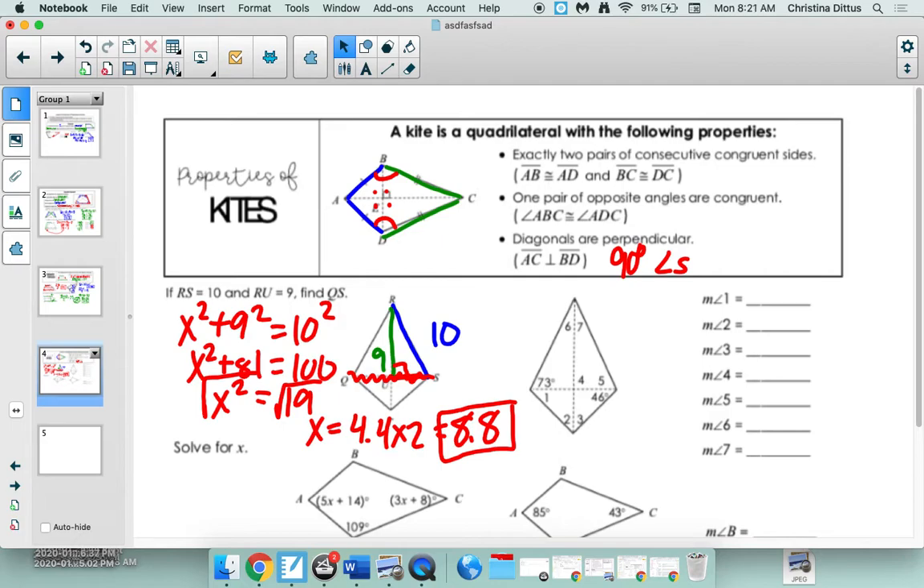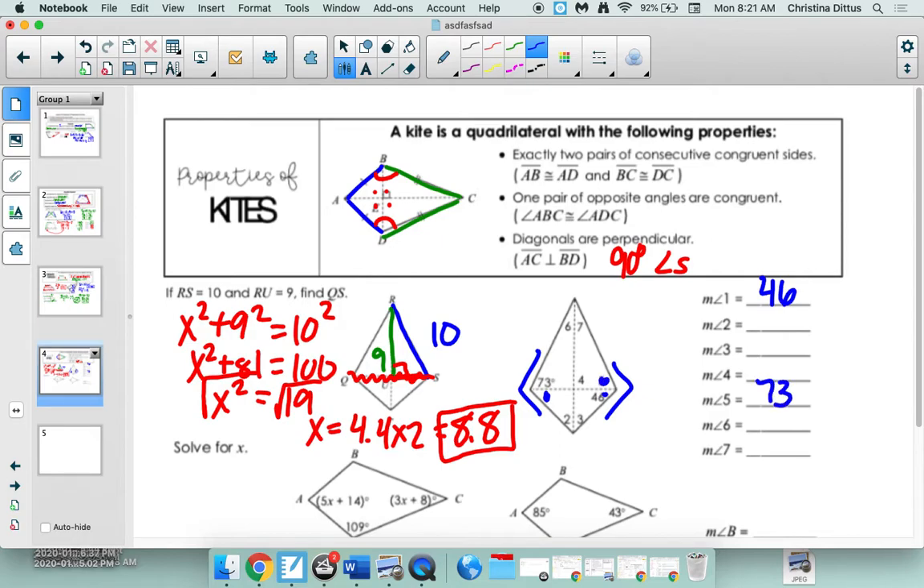Angles. We love angles. Oh, you don't? Oh, I love it. Remember I have opposite angles that are congruent, and it is these two that are congruent. So how big do you think angle 1 is? 46. Weird. Same as that one. 1 is 46. How big's 5? 73.